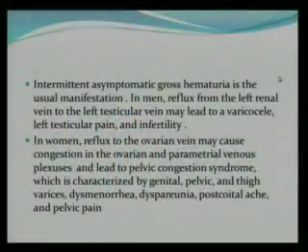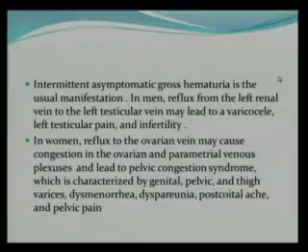and lead to pelvic congestion syndrome, which is characterized by genital, pelvic and thigh varices, dysmenorrhea, dyspareunia, postcoital ache and pelvic pain. So these are very vague symptoms and it can take decades for all these to be assimilated together and blamed on nutcracker syndrome, is what I'm trying to tell you. Unless we know what we don't know, eyes will never see. What the mind doesn't know, eyes cannot see.